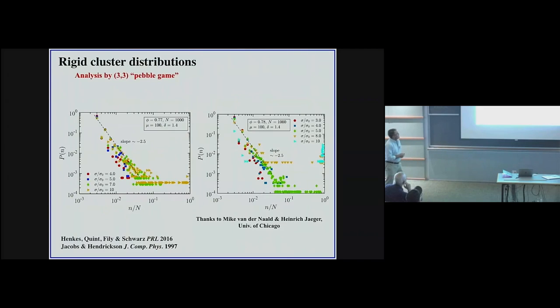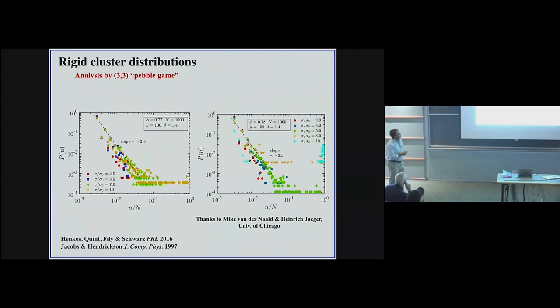So we used what's known as the pebble game. For those who are in the granular field, this may be quite familiar. It's using Maxwell-Calladine counting arguments to determine whether you have locally rigid structures. This is from Jacobs and Hendrickson. The method we're using is due to Silke Henkes' work.